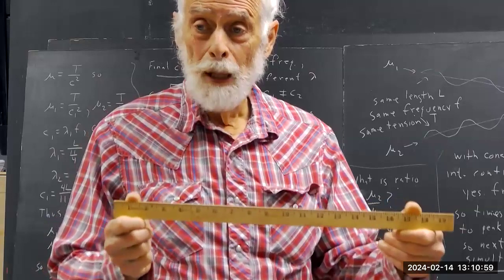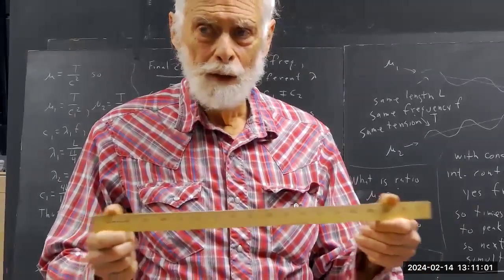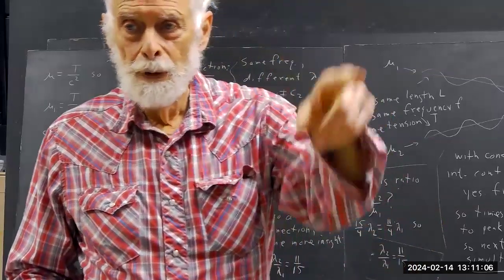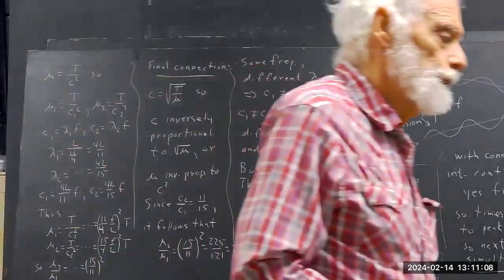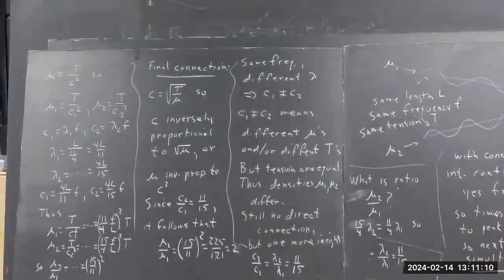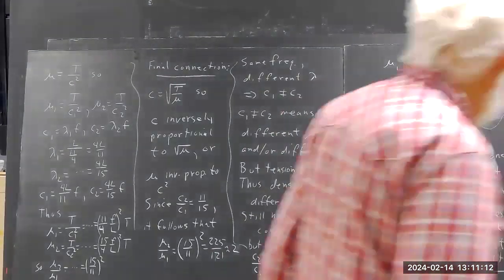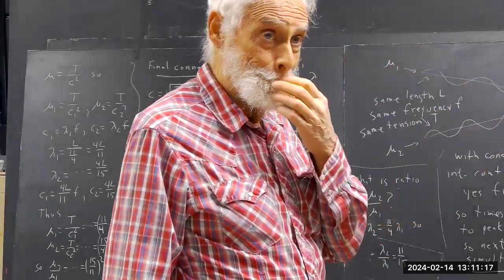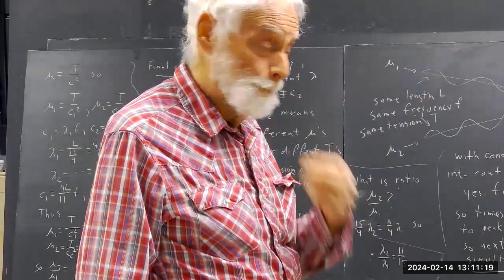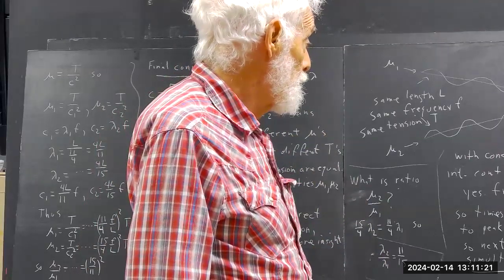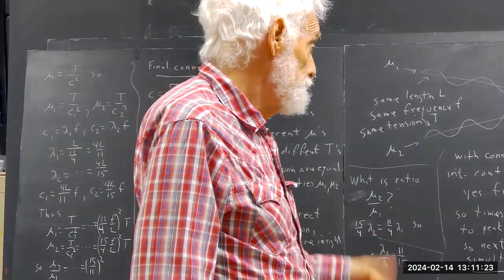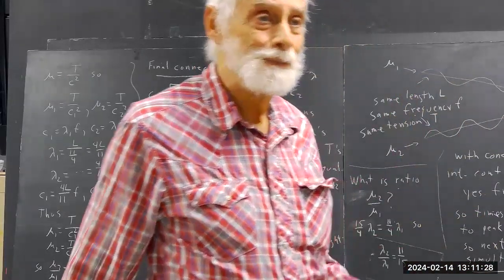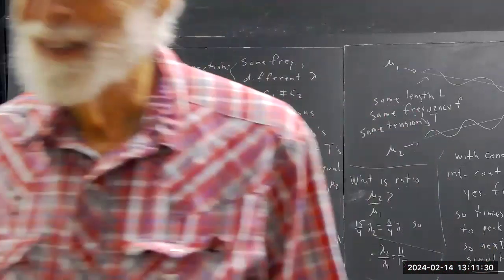But we pull back on this one a little bit harder than on this one until we get the waves to meet in such a way that we have one more complete wavelength here than we have here. Okay. Then what's the ratio of the tensions? And did you work it out already? Not surprised.